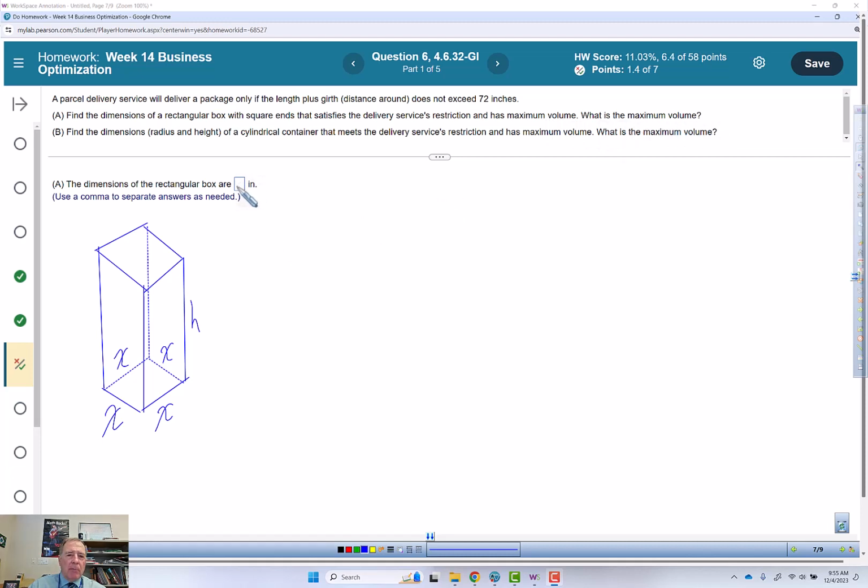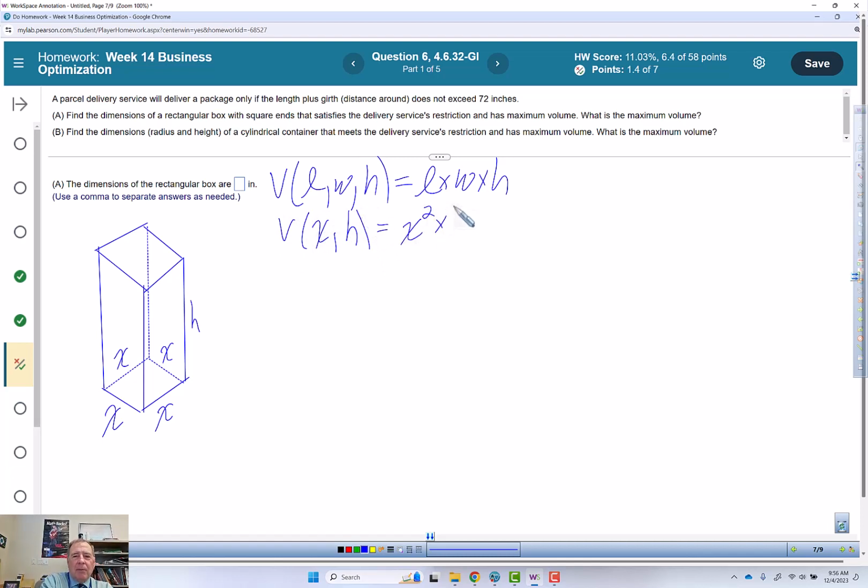So we're going to need to put in the dimensions, and then a follow-on question will be to calculate the volume. I've drawn a picture here, so we've got a square base and then a height. The formula for the volume of a rectangular prism is a function of 3 variables, length, width, and height: length times width times height. Here, I have a square base, so that's just a function of 2 variables, x and height, and that's x squared times height.